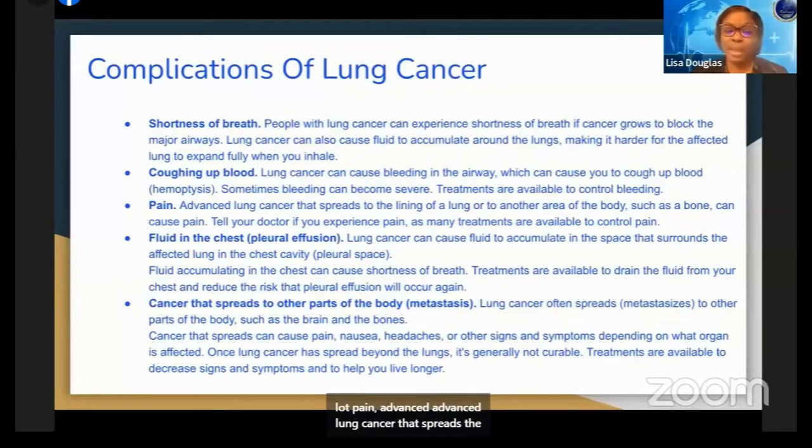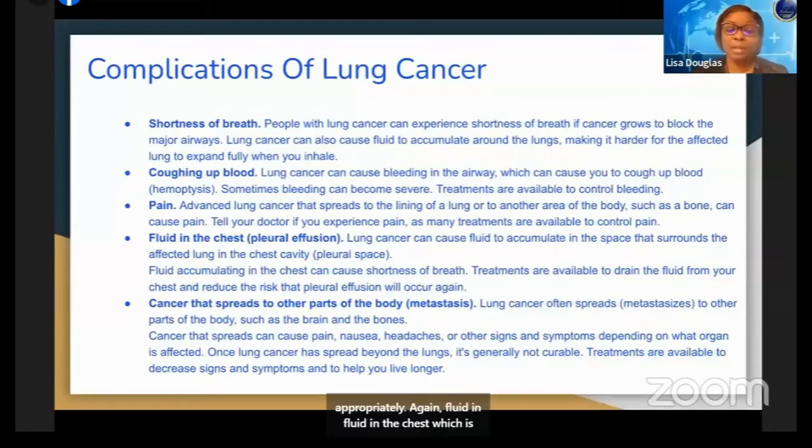It causes a lot of pain. Advanced lung cancer that spreads to the lining of the lung or to another area of the body, such as the bone, can cause excruciating pain. So that's something that the person wants to make sure they follow up with their doctor about, so that the pain can be managed appropriately.